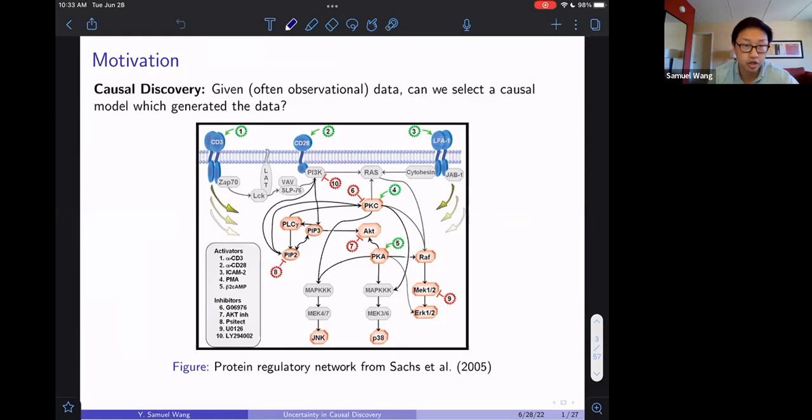In particular, for instance, we have this protein PLC gamma. This is a protein PIP2. There's a directed edge from PLC gamma to PIP2. What this encodes is that the prevalence of PLC gamma has a causal effect on the prevalence of PIP2 within this biological cell.